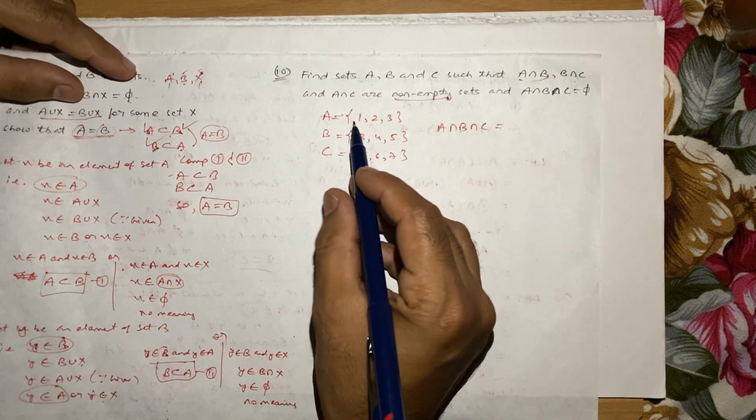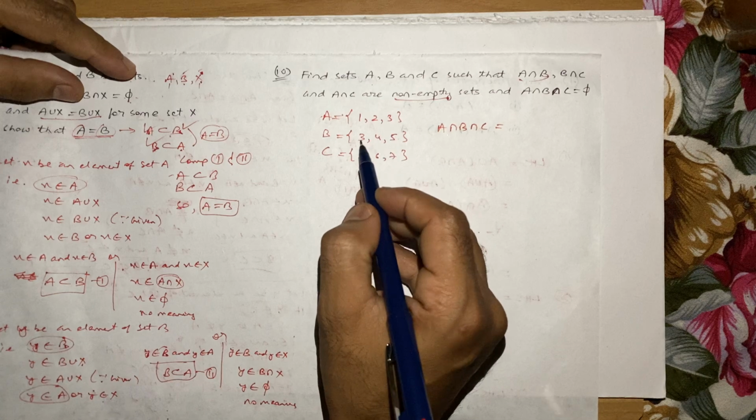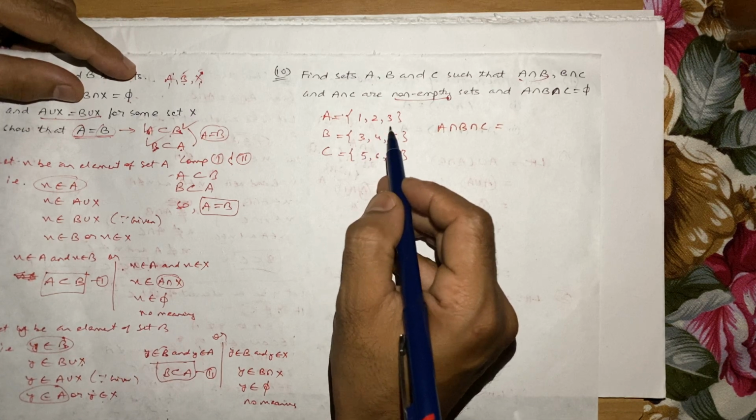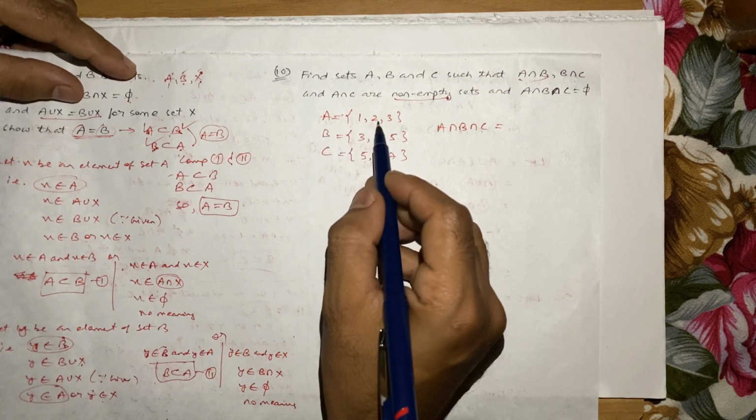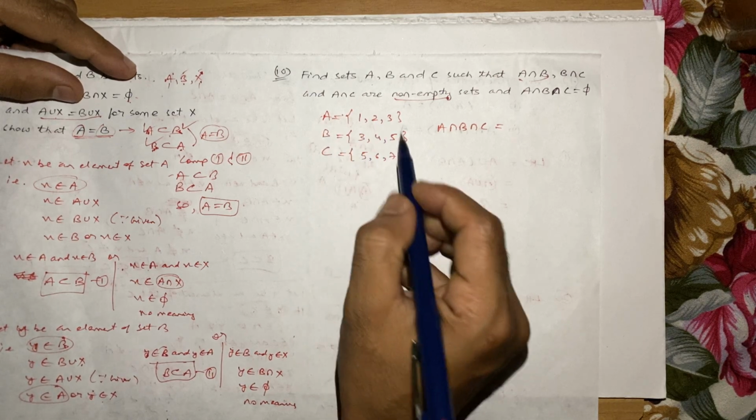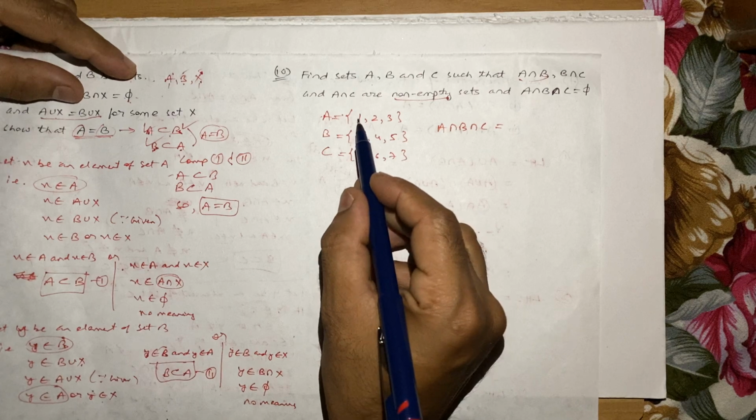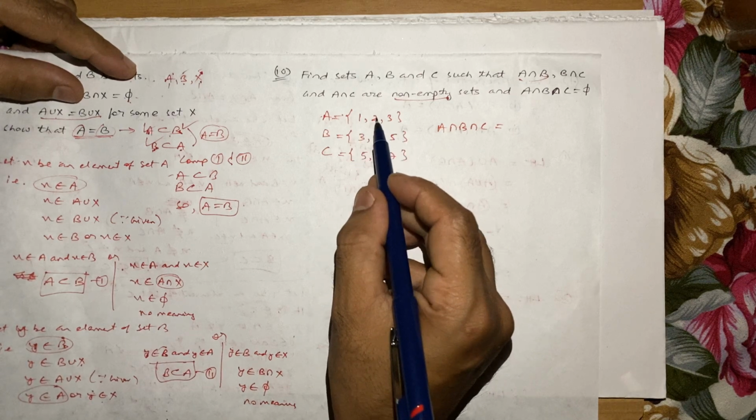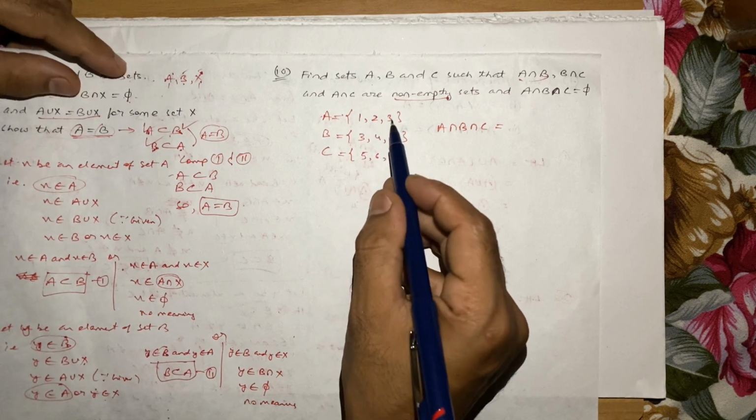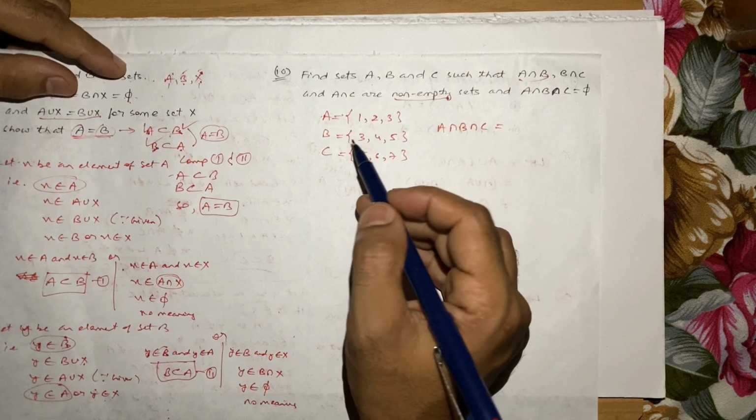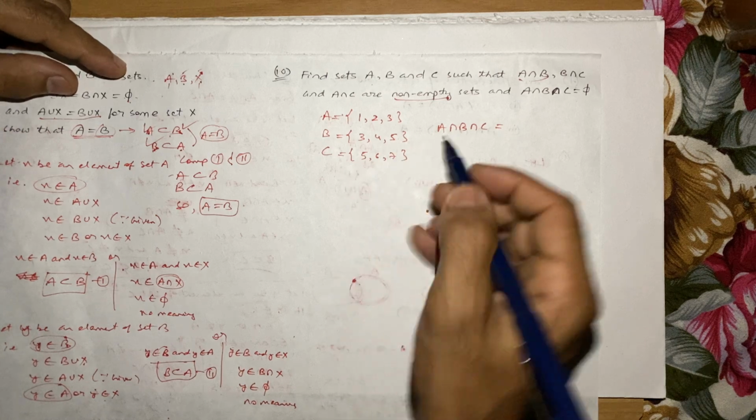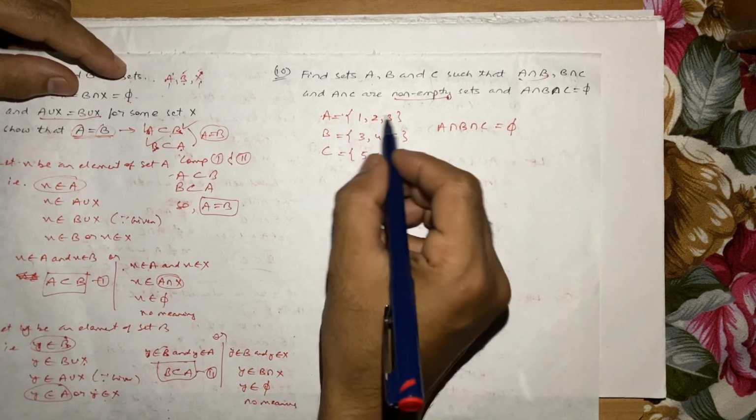So let's check, is there any common element? 1, 2, 3. 3 is common between these two. 5 is common between these two. But is there any element that is common between all 3 of them? No. 1 is present in this set only, 2 is present only in the set A, 3 is present in the set A and set B, not in the set C, 4 is present in the set B only, 5 is present in the, so this is also 5. So these are the 3 sets.